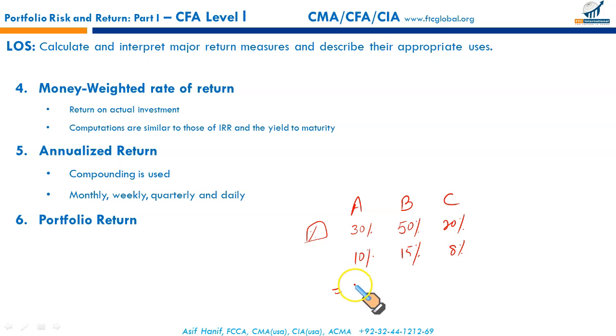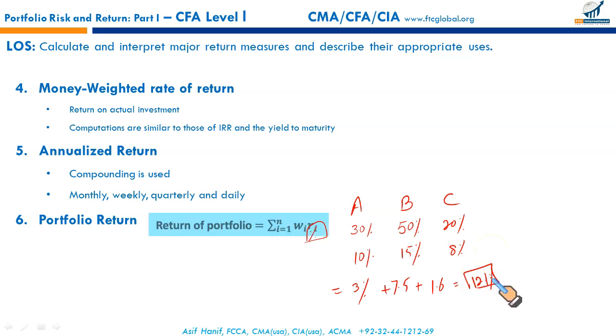10% of 30%, that is 3%. Then we have 50% times 15%, that is 7.5. And then 20% of 8%, that will give you 1.6. So adding this all up will give you the portfolio return. So that will be 12.1%. And this is the formula we use, weights and the return generated by individual assets in the portfolio.